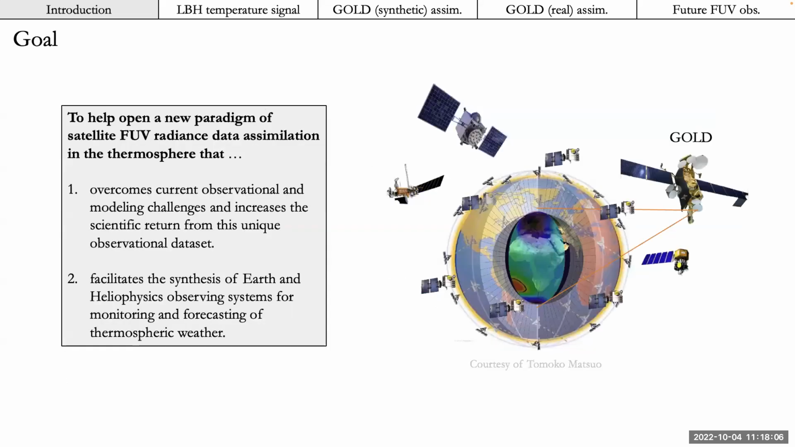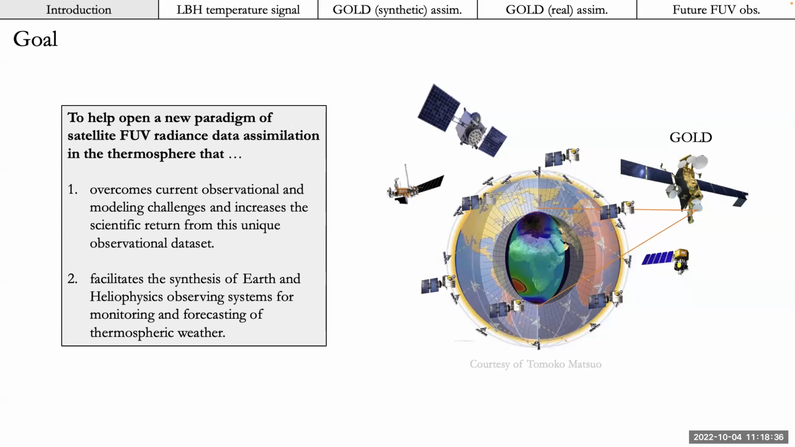So given these opportunities and challenges presented by GOLD, a major goal of my PhD work at CU was to help open a new paradigm of satellite FUV radiance data assimilation in the thermosphere, to help overcome some of these observational and modeling challenges, while also allowing for the synthesis of the Earth and heliophysics observing systems for forecasting of thermospheric weather.